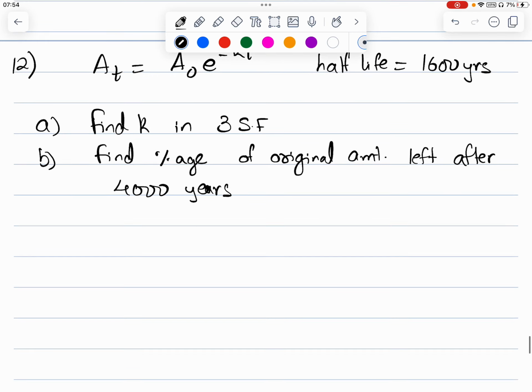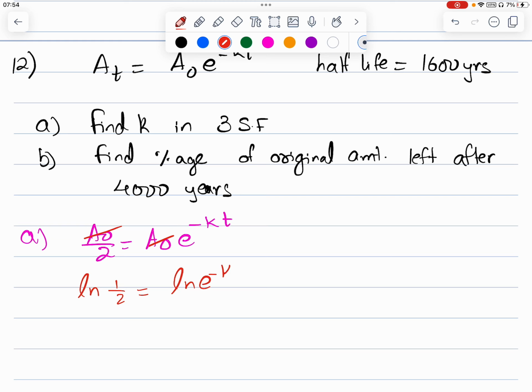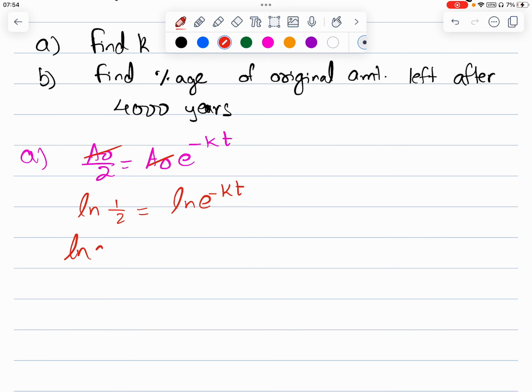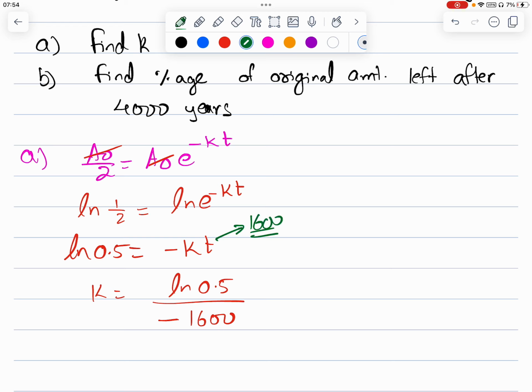So he's giving the half-life. First of all, to calculate k, we know that after the half-life the amount becomes half of the initial value. So A naught upon 2 equals A naught e power minus kt. A naught gets cancelled. So ln 1 upon 2 equals ln e power minus kt. So ln 0.5 equals minus kt. The half-life is already given as 1600, so k equals ln 0.5 divided by minus 1600, because we know that the t value is 1600.